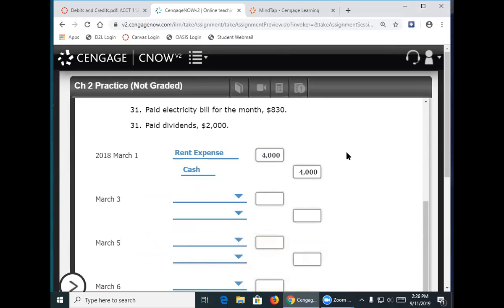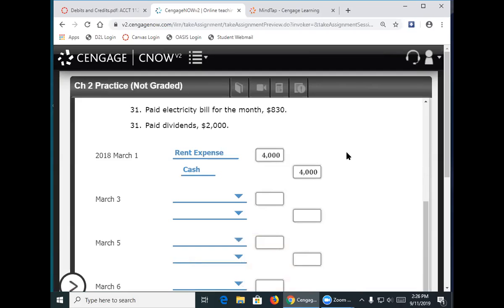Okay. And notice when I entered that in, it kind of indented cash below it. That's your typical journal entry form: the rent expense debit amount is listed first, and then cash is indented below it. The credit account's always about 5 spaces over if I were typing it on a computer. But it does it for you automatically, so that's always nice. Okay, so rent expense debited, cash credited.